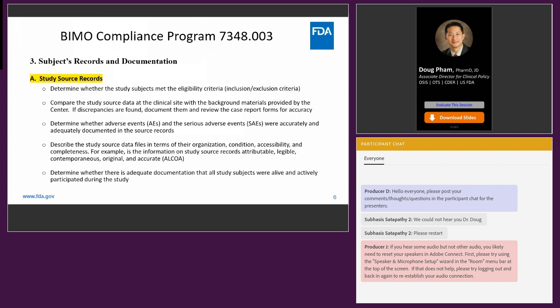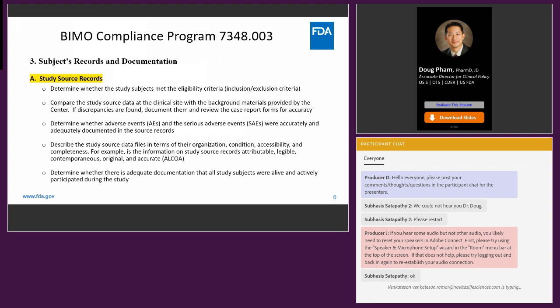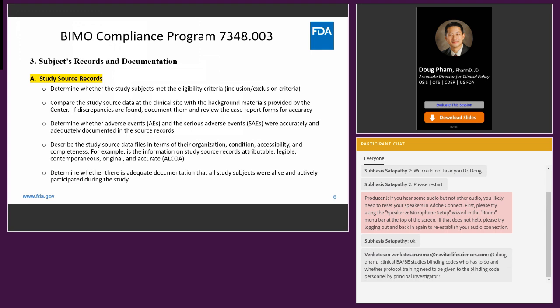All right, specific to subject records. There should be documentation to demonstrate that a subject met eligibility criteria, especially showing inclusion and exclusion criteria. Accurate, timely reporting of adverse or serious adverse events when they occur, and whether enrolled subjects are real, alive, and actively participating in the study. One thing about subject eligibility, it's really important to have all the medical records to show that a subject has met all inclusion criteria. Without the records to show that each criterion was met, the assumption is that they have not met them until we see the records.